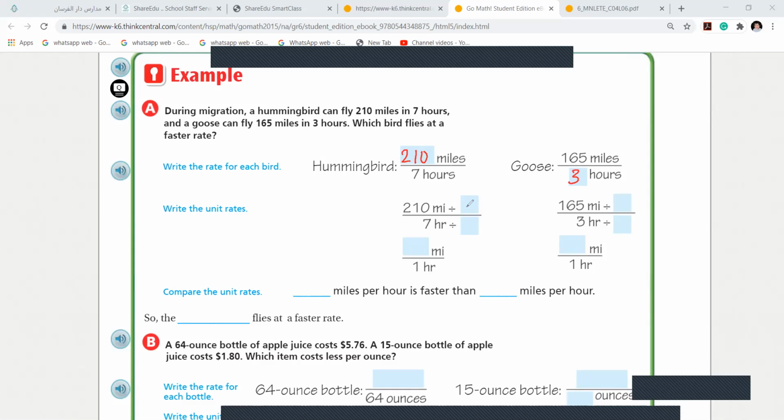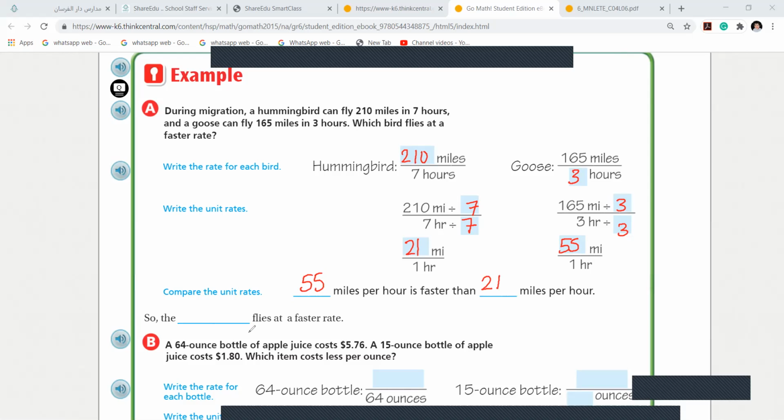So when I divide both, I need to divide by 7 actually. You divided 210 by 7, right? Just write 7 and 7. Don't get confused with this, girls. We are not following this method. So when you divide 210 over 7, you get 21 miles. And when you divide 165 over 3, you get 55 miles. Which one is faster? 55 miles per hour is faster than 21 miles.